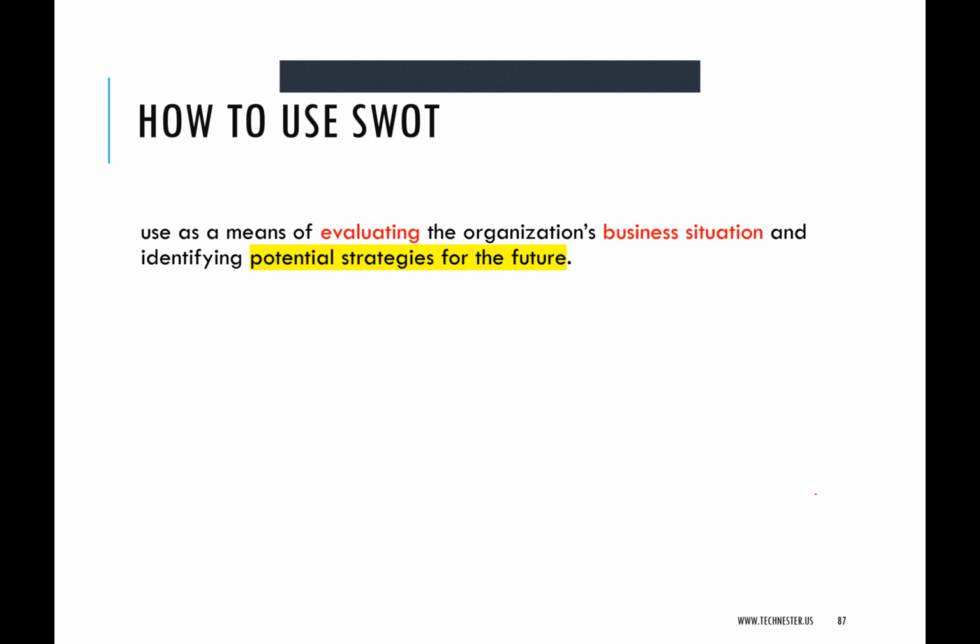After you have done that, you now use that SWOT itself as an instrument to evaluate the business situation. And then you start analyzing each box in the SWOT to come up with potential strategies. So the SWOT is your main tool. The others are just supporting tools if you do the advanced one.